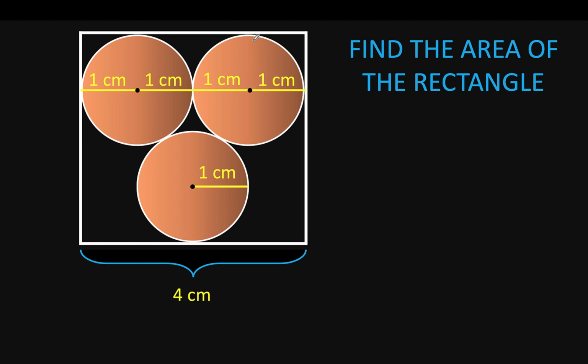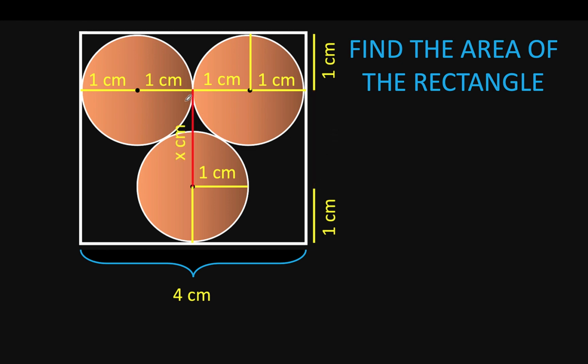Let's draw the radius here, and that is also 1 centimeter. Let's also draw this radius here, and that is also 1 centimeter. We do not know what is the measure of this gap represented by the red line segment, so let's use the variable x centimeters for the length of this red line segment. So how can we find its length?